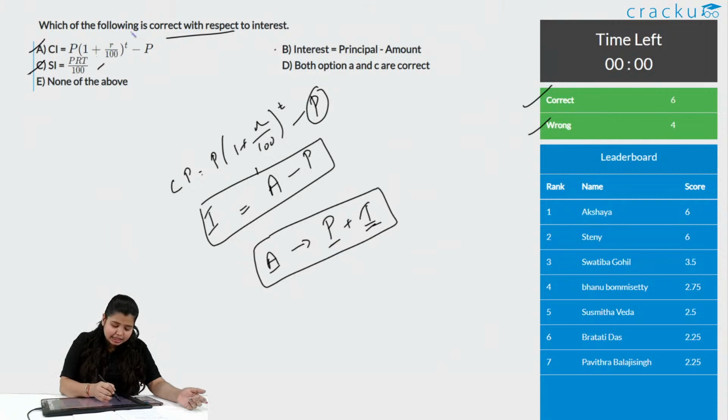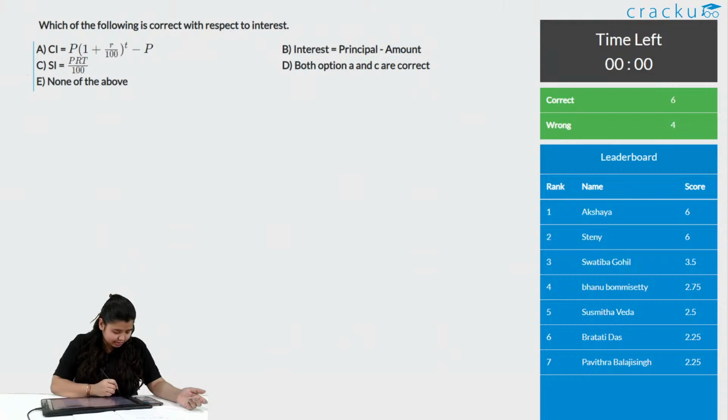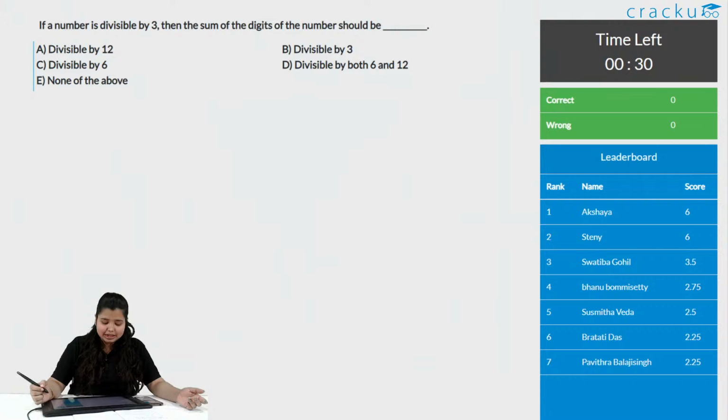That means if A and C are correct, option D is correct. Both option A and C are correct, and 6 people got this correct and 4 wrong. Let us see the next question. Timer of 30 seconds and the time starts now. This is the 8th question. Come on, 10 seconds remaining.